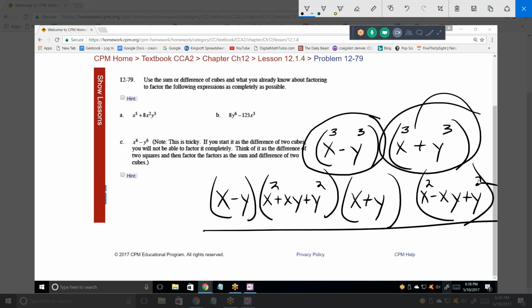And if I would have started with it as the difference of cubes, I wouldn't have been able to go any further. I would not have been able to apply the factoring that I know. So some of these are a little tricky because it depends on whether you start with the difference of squares or the difference of cubes. And I'm always going to say always do it the easiest way. It was far easier to think of it as the difference of squares than the difference of cubes. So I'm always going to do it that way. But then after I'm done, I notice now I've got a difference of cubes here and a sum of cubes here. So I can do stuff to both of these things now.